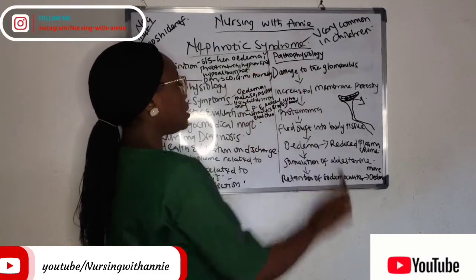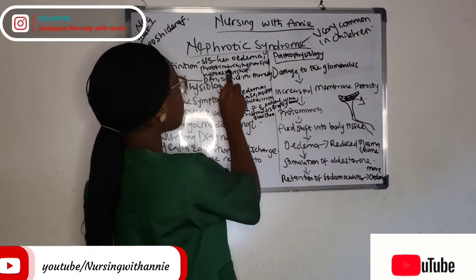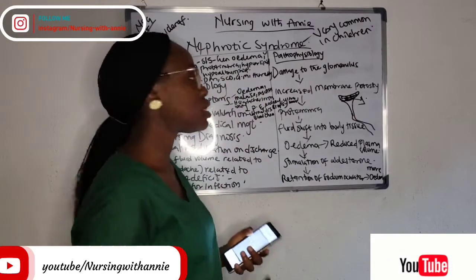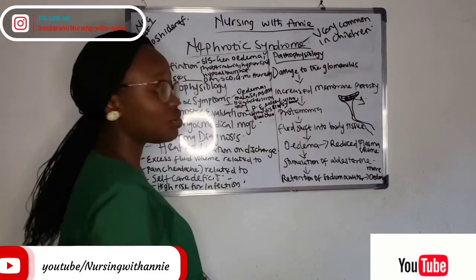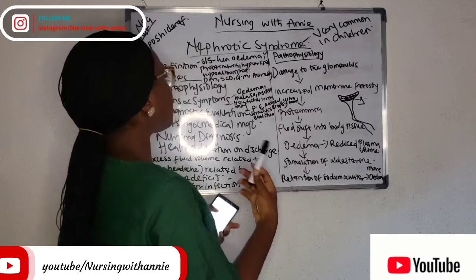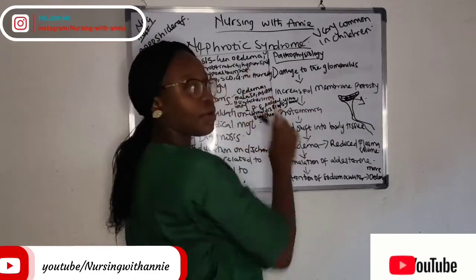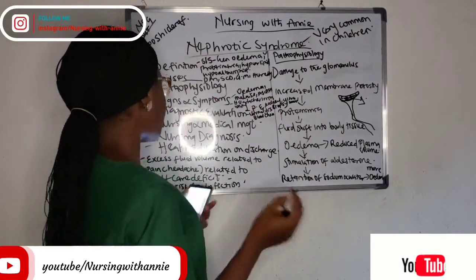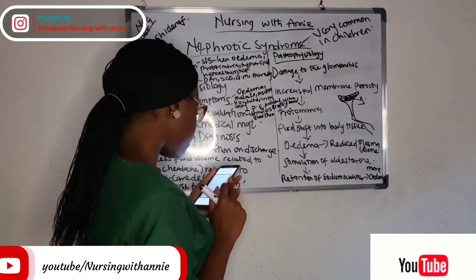And there is hyperlipidemia. There is also hypoalbuminemia. The reason is because albumin is now reduced in the blood. Albumin is now reduced, so there will be hypoalbuminemia. Yeah, so that's basically what nephrotic syndrome is.